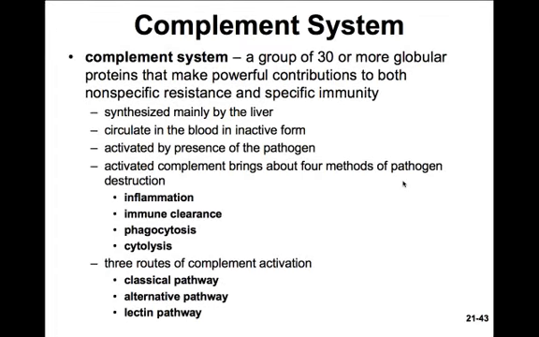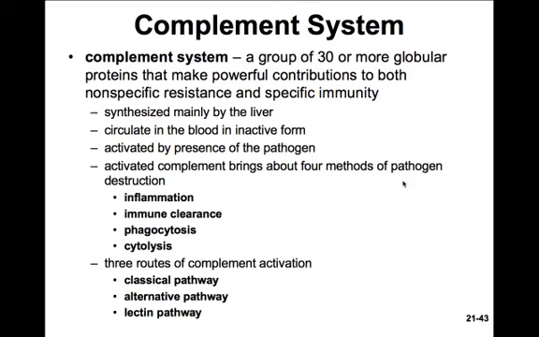The second mechanism we'll talk about is the complement system. The complement system is a group of 30 or more globular proteins. They make powerful contributions to both nonspecific resistance and specific immunity. Their pathways of action are fairly complex, so we'll just sort of scrape the surface here. They're synthesized mainly by the liver, and they circulate in the blood in an inactive form. They're activated by the presence of a pathogen.